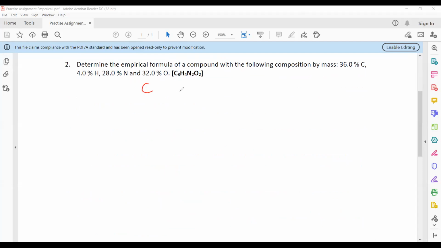So we have carbon, hydrogen, nitrogen, and oxygen. Carbon is 36%, hydrogen is 4%, nitrogen is 28%, and oxygen is 32%. First step, we divide by atomic mass. So carbon is 12, hydrogen is 1, nitrogen is 14, and oxygen is 16. What's the answer?